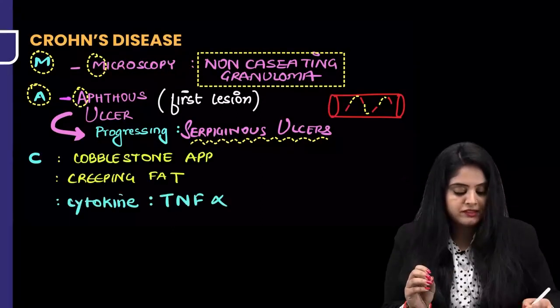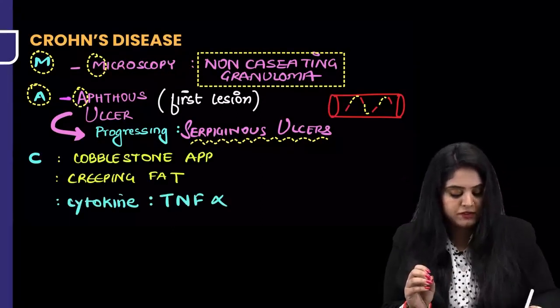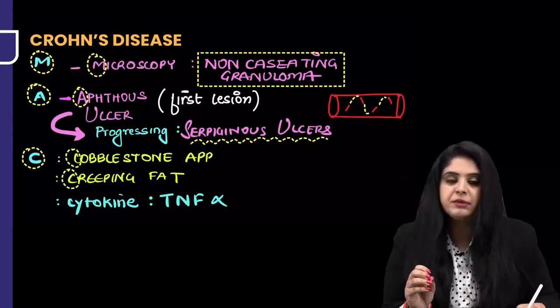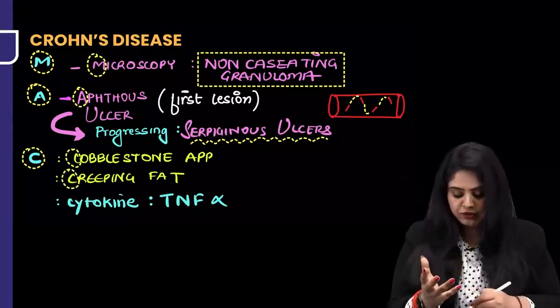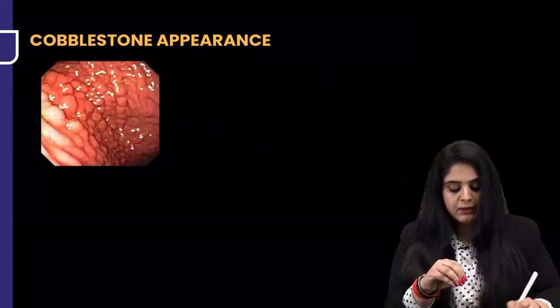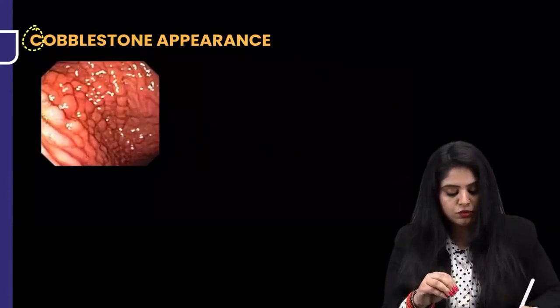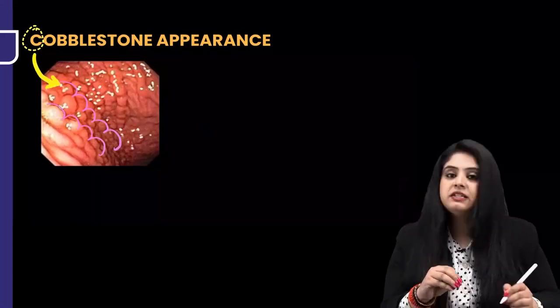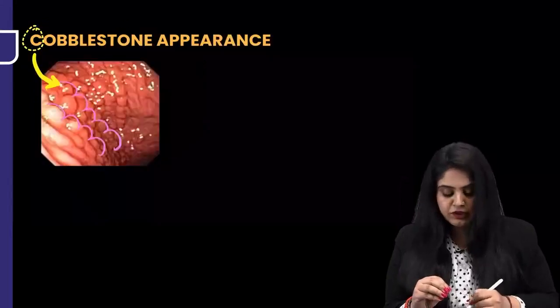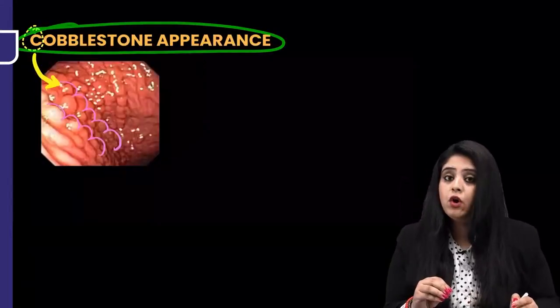Finally, coming to the 3 C's of Crohn's. What are the first 2 C's which I'm going to show you as pictures? If you look at the outside of the intestine, it looks like a bag of fat. The outside of the intestine is all yellow. This is known as creeping fat outside. If I peep inside into the intestine, I'm going to see the cobblestone appearance. So repeating once again, if you see the outside of the intestine, it is going to be creeping fat. If you see the inside of the intestine, it is going to be cobblestone.